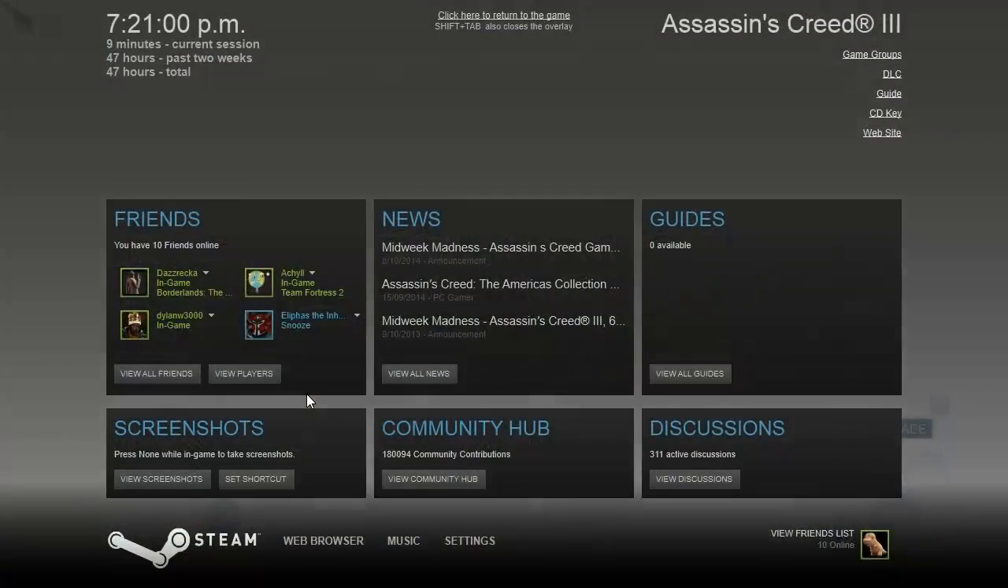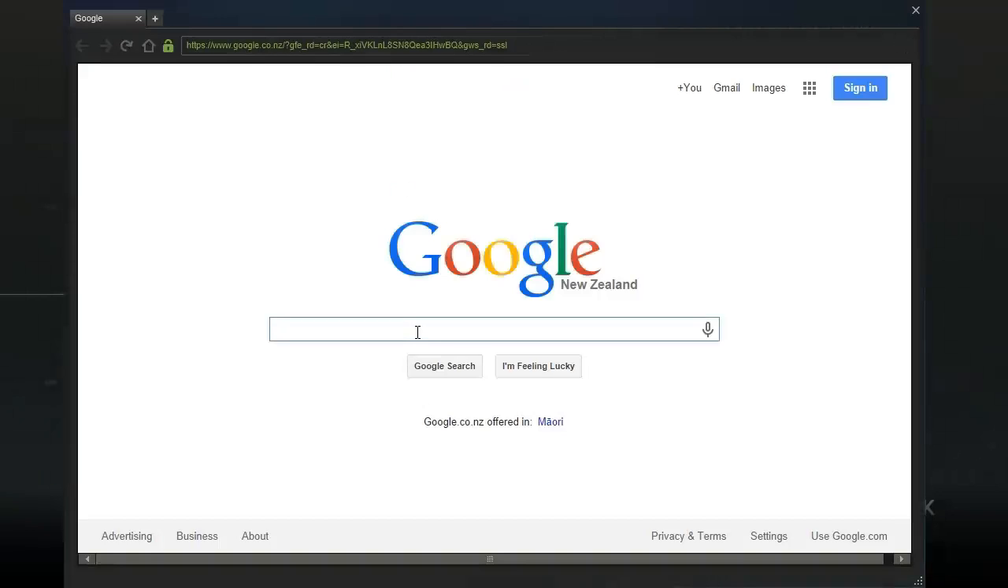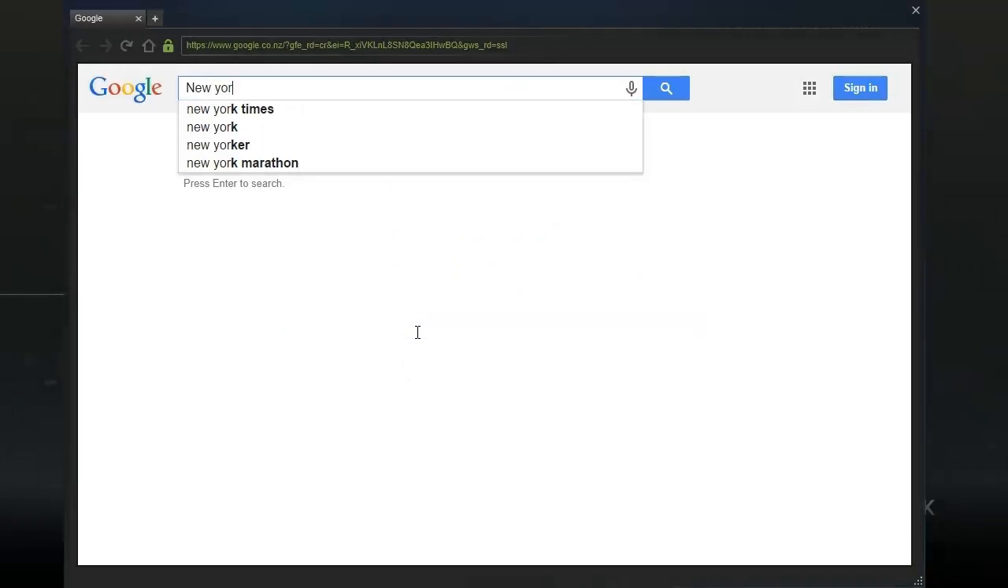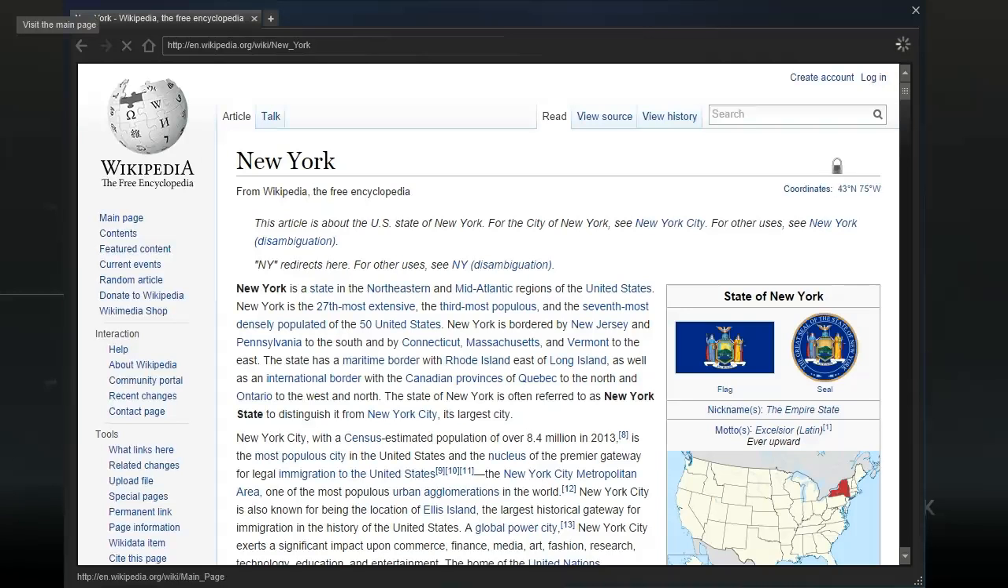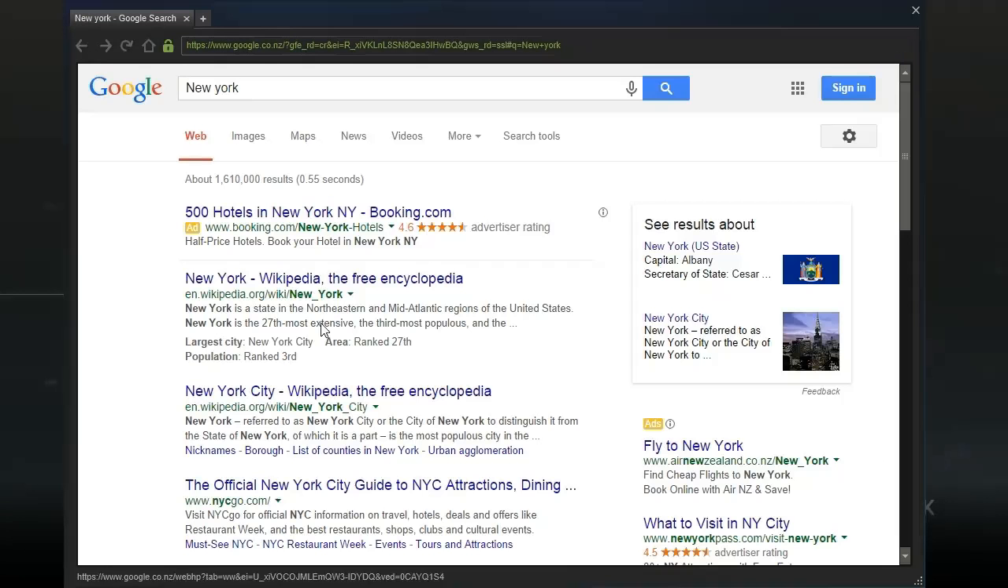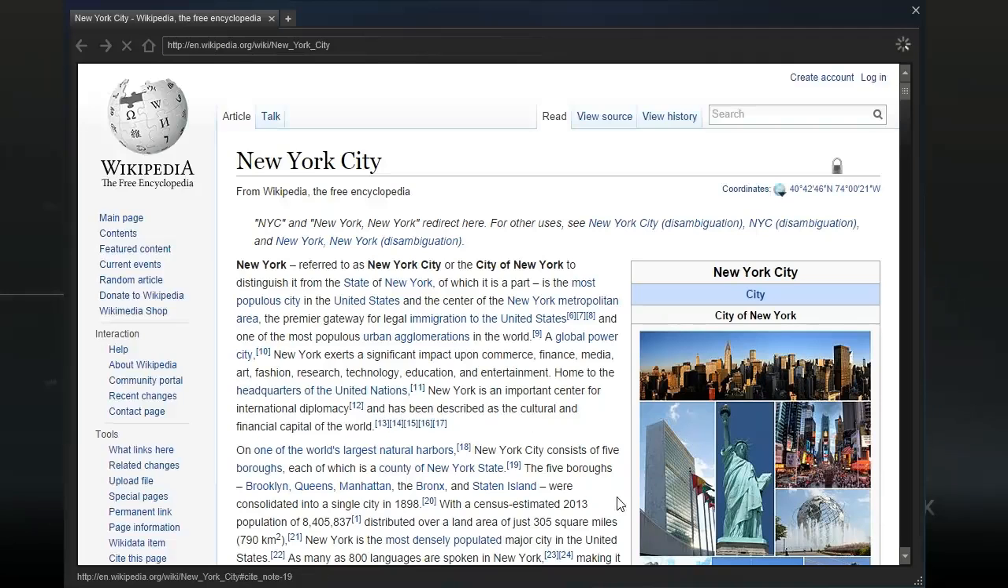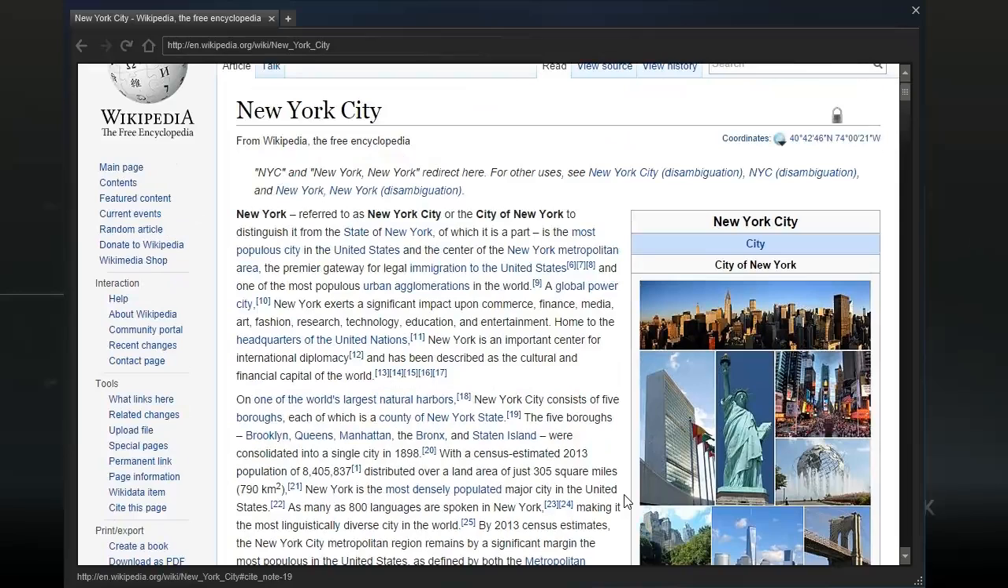Let's just go into Wikipedia and look up New York and look at some of the history of the city. Oh, this is the state, my bad. New York City? I guess I want New York City. Alright, so New York City.